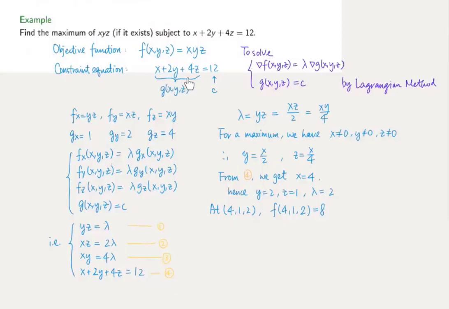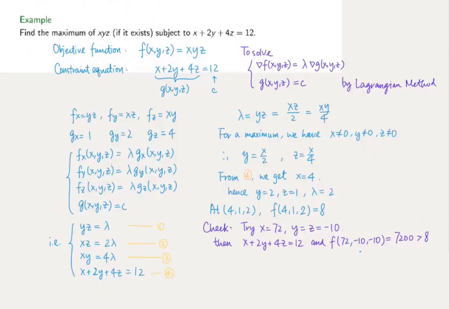Now, since the constraint equation represents a plane in three-dimensional space, it is possible that the function doesn't have any bound. Therefore, it is possible that in this case, we cannot find any absolute maximum of the function subject to this constraint. We check by trying other points which also satisfy the constraint equation to see whether we can get some output which is higher than 8.